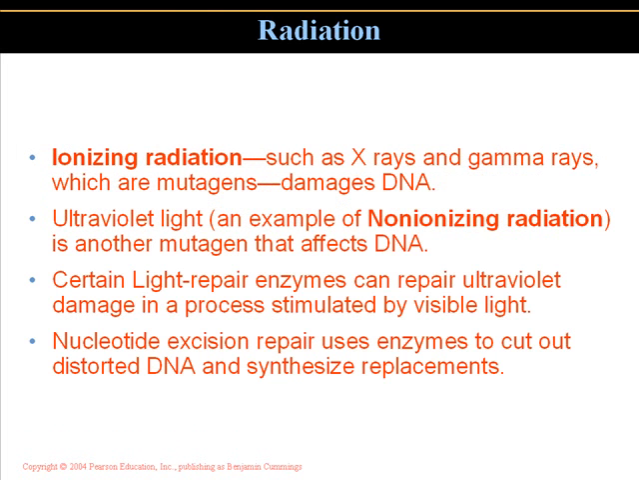And then radiation, important to know about radiation. There are different types of radiation. There's ionizing radiation, and there's ultraviolet radiation, which is considered to be non-ionizing radiation. You need to know those definitions. Ionizing radiation, such as X-rays and gamma rays, are mutagens that can damage DNA. Ultraviolet light, non-ionizing radiation, is another mutagen that affects DNA.